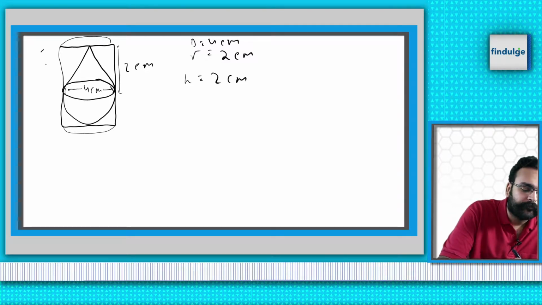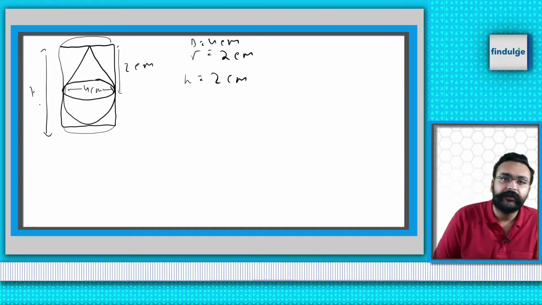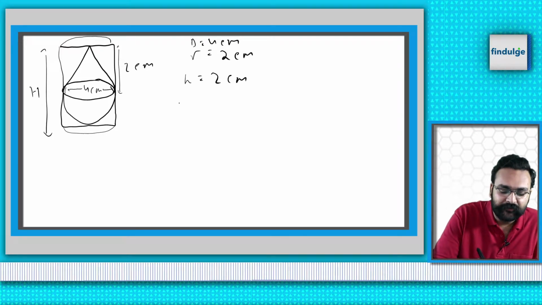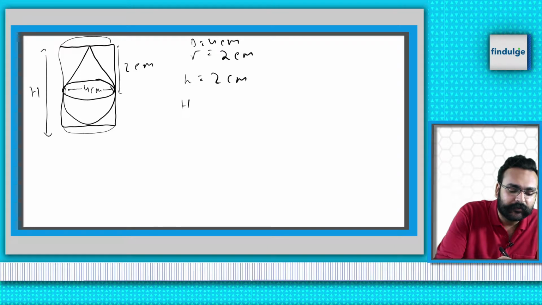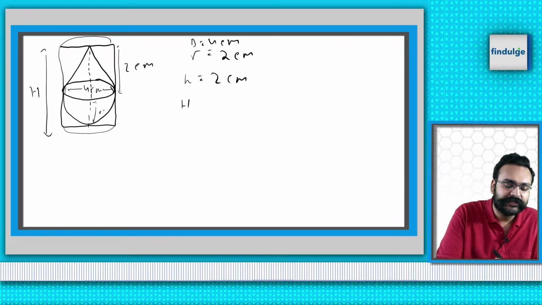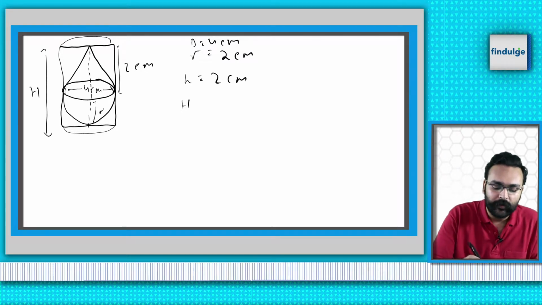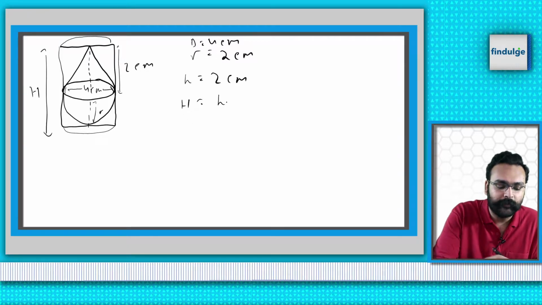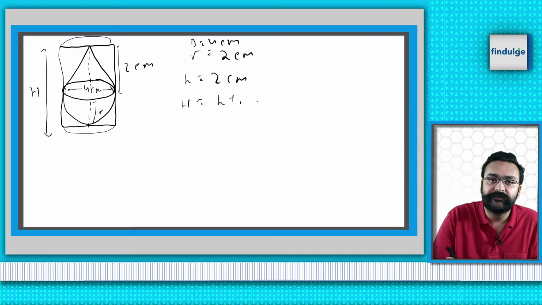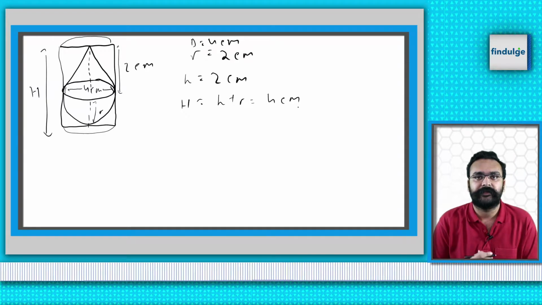I need to know the height of the cylinder. But if we look at it carefully, the height of the cylinder will just be the height of the cone plus the radius of the hemisphere, sort of like the capsule question. So the height of the cylinder is nothing but the height of the cone plus the radius of the hemisphere, which is equal to 2 plus 2, 4 centimeters.